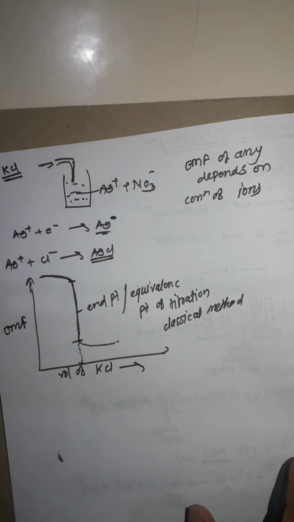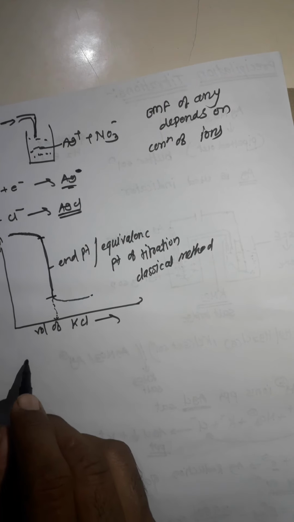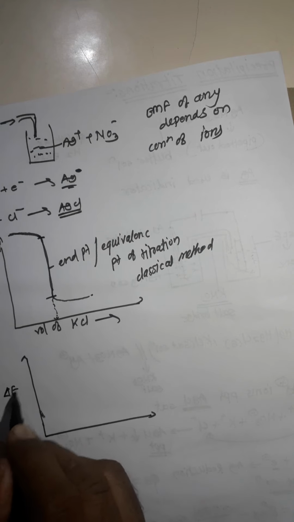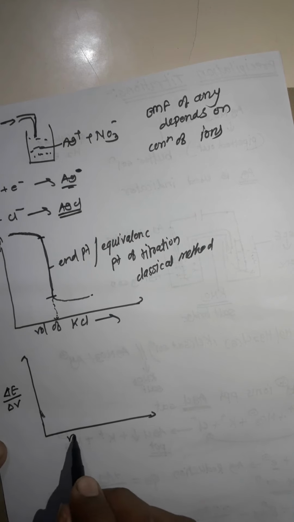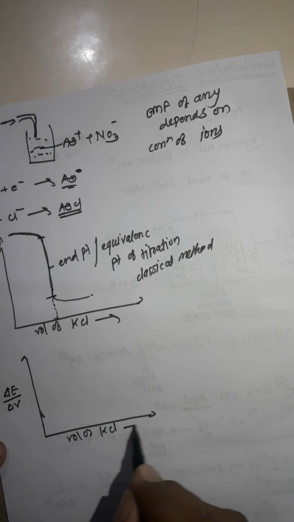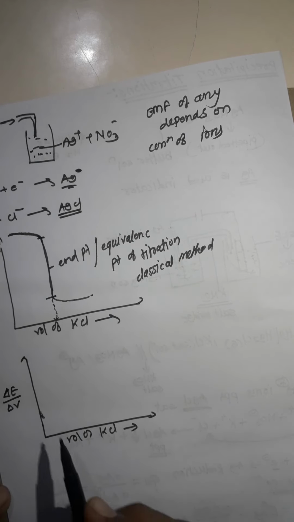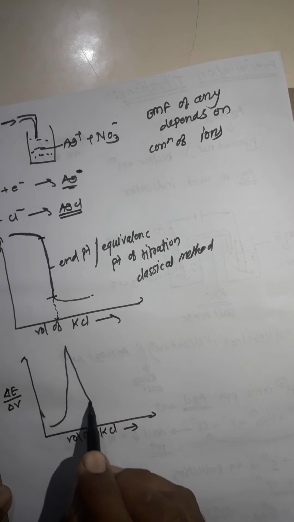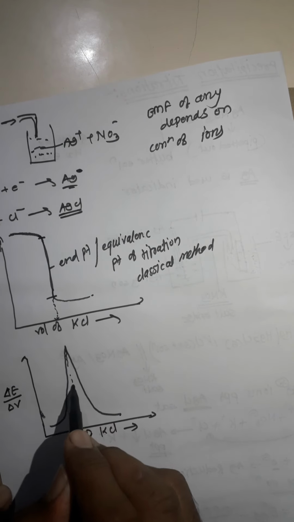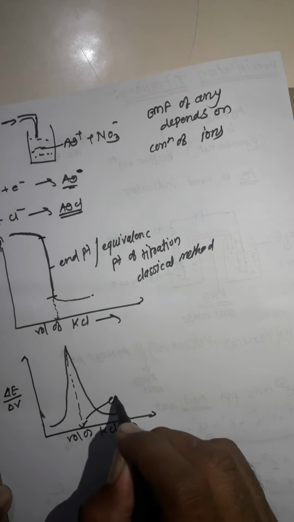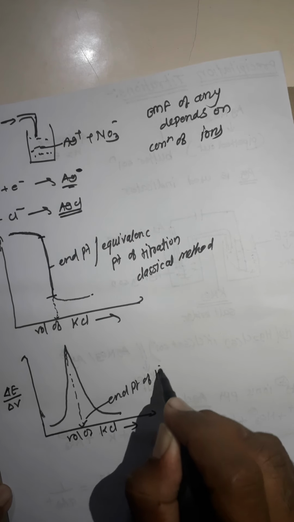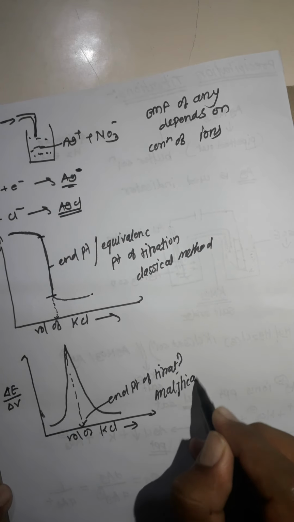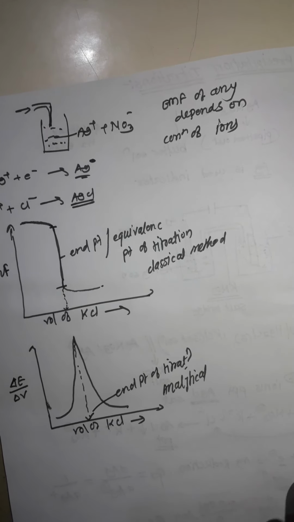Then how to determine the end point by the analytical method? Here we plot delta E upon delta V against the volume of KCl. The nature of the graph for this titration is like this. This is the end point of the titration. This is the analytical method to determine the end point of the titration.